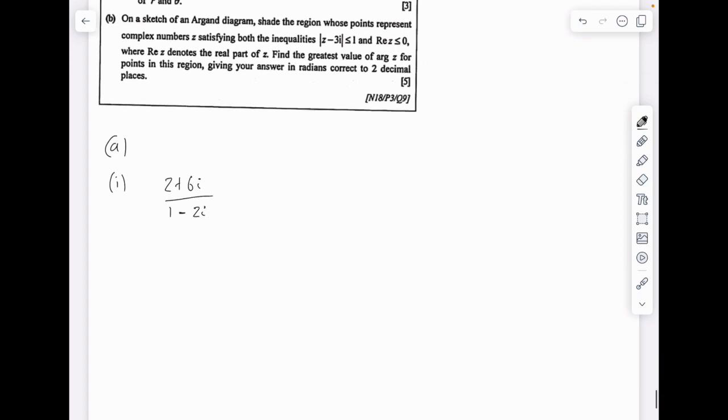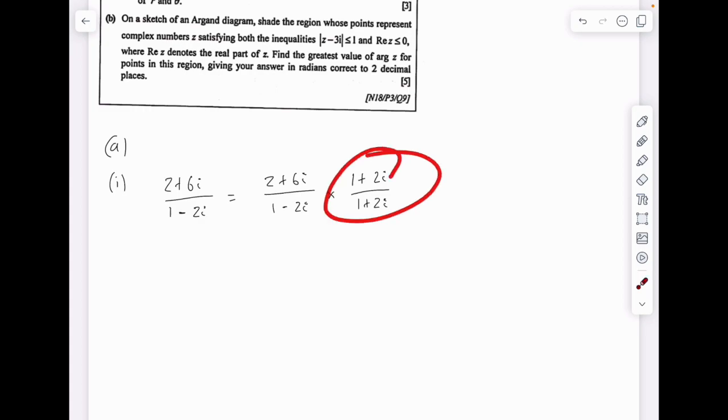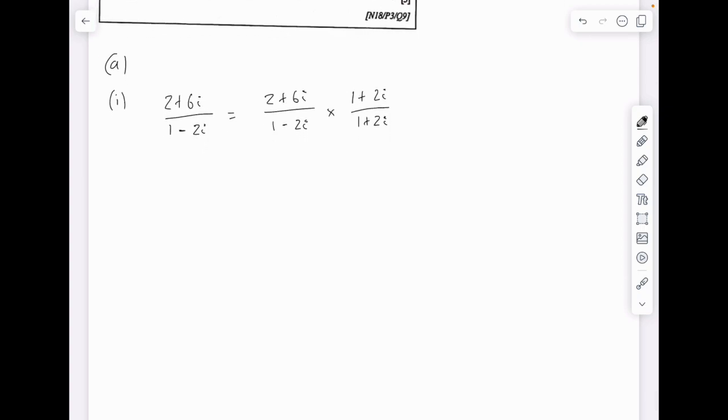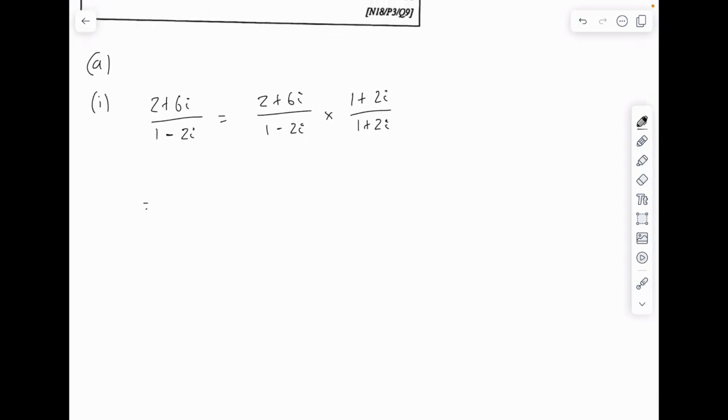What I can say is that this is the same thing as saying (2 plus 6i) over (1 minus 2i) times (1 plus 2i) over (1 plus 2i). So the key thing here, guys, is I'm timesing by the conjugate. When I times by the conjugate, what do I get? Well, (2 plus 6i)(1 plus 2i) over (1 minus 2i)(1 plus 2i), which is 1 minus (2i) squared.